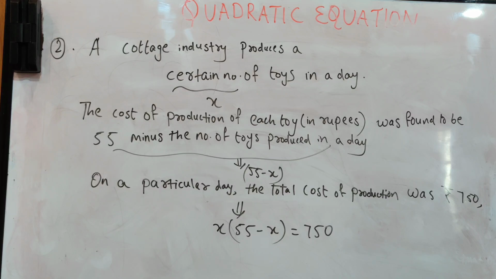Now they found that on a particular day the total cost of production of toys was rupees 750. So we can write the total number of toys x into 55 minus x, which is the production cost of each toy. Together it will be equal to 750, which is the total production cost on that day. By solving this, we will get how many toys were produced in a day. So can we write this in the quadratic equation form? Yes, of course. Just solve it and write it in the standard form of a quadratic equation.